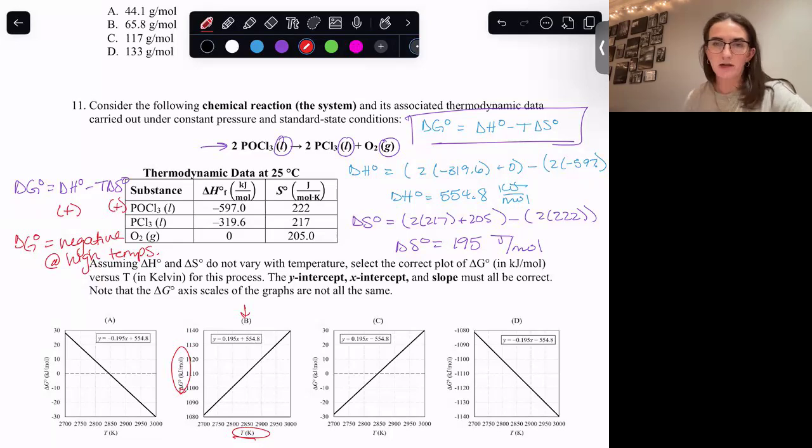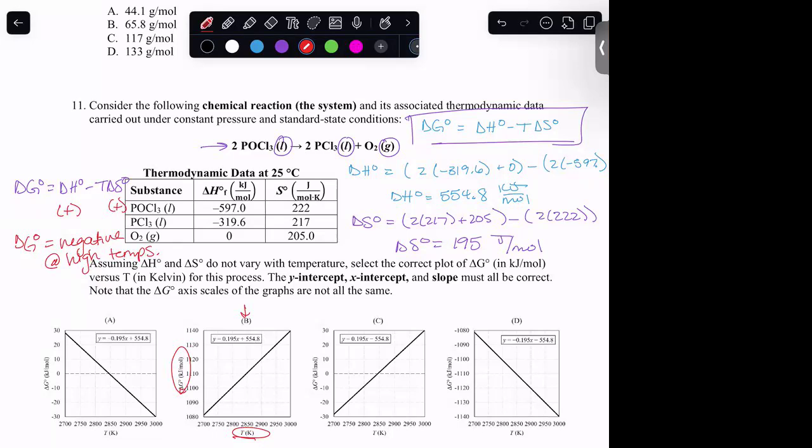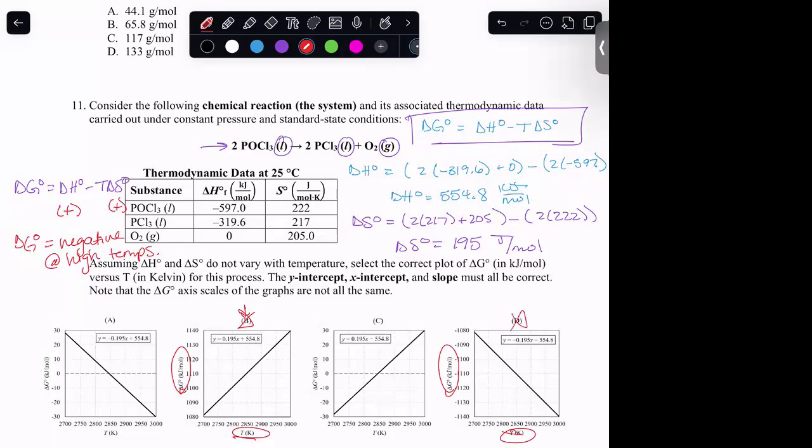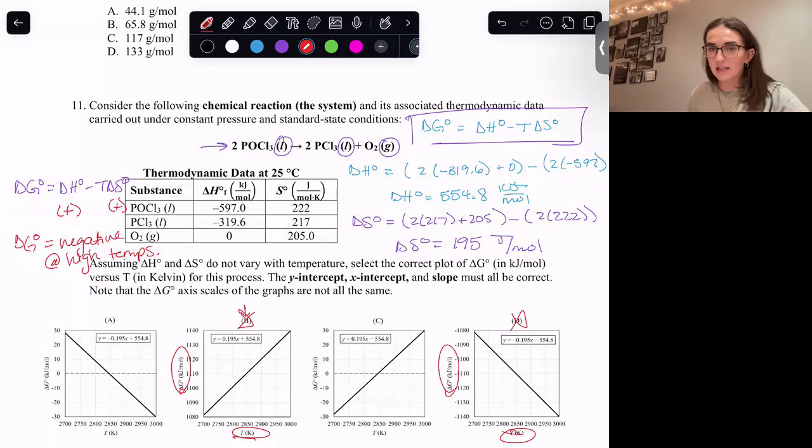Right? If delta G is always positive, is that ever spontaneous? No. Nope, it's never spontaneous. So we know that at high temperatures, our delta G is negative. So this is going to be removed because it has to be spontaneous at some point. When we look at D, this is positive temperature, but this time delta G is always negative. Is our delta G always going to be negative in our case? Nope, so we can also get rid of D there. Then that leaves us A and C.